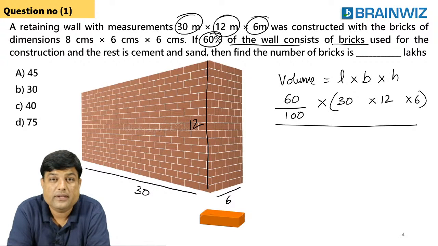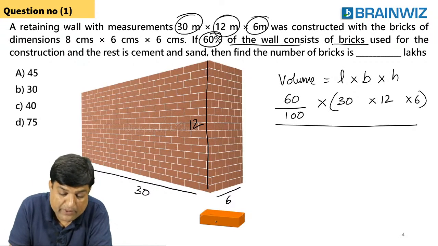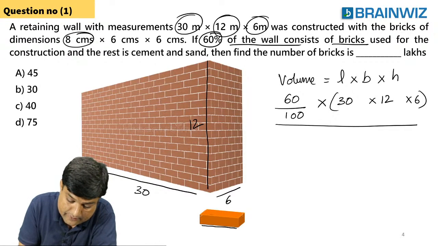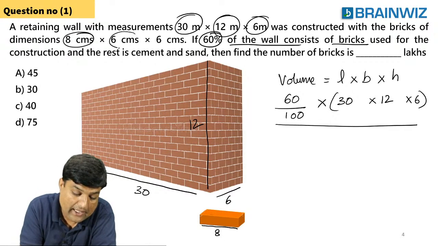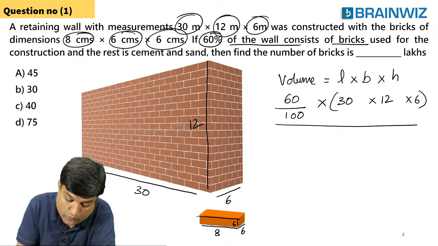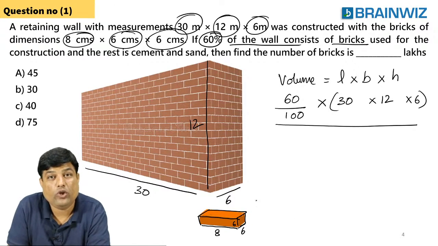Now this wall is made up of bricks. So each brick's length, breadth and height is also given to you. The length is 8 centimeter, and breadth is 6 centimeter, and the height is also 6 centimeter. So we should find out the volume of this brick.